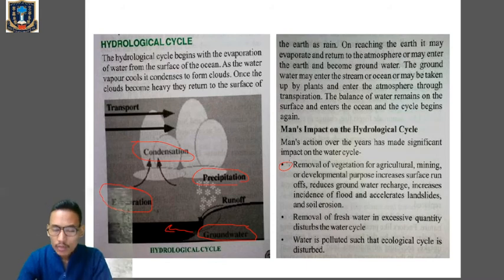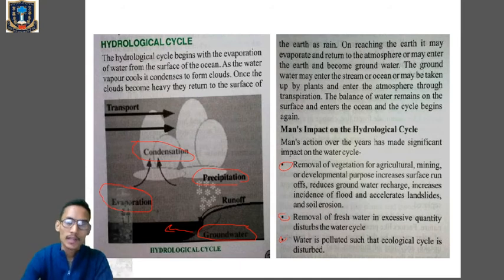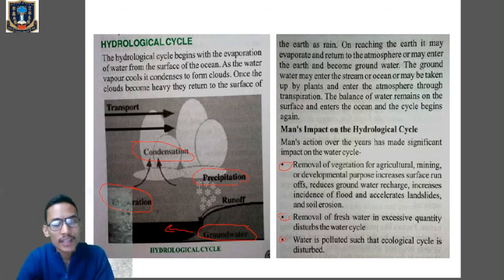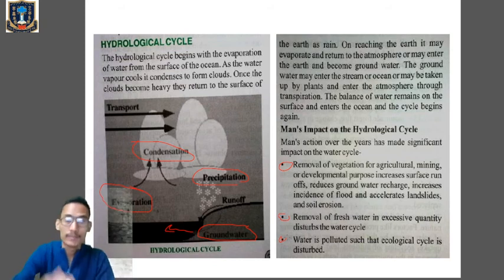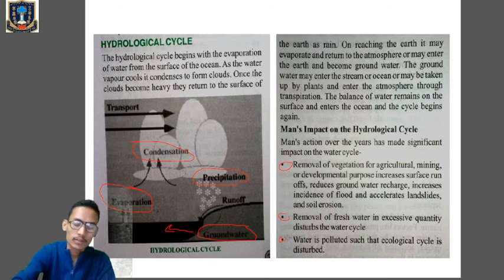Okay, next one, removal of fresh water in excessive quantity disrupts the water cycle. Water is polluted such that the ecological cycle is disturbed. The most important contribution of man to the hydrological cycle is simply that we are polluting the water bodies. And whenever the water body is polluted, it will directly hamper the aquatic life, and in return, human beings are also affected because we are at the top of the food chain. Okay, so whenever the plants or the animals are affected, then ultimately we are the ones who will also suffer. Clear? So just go through the hydrological cycle.